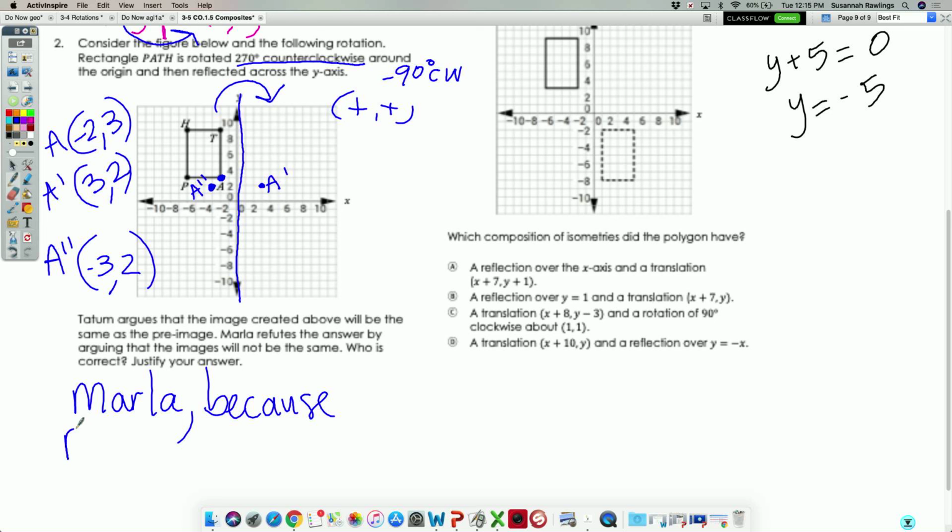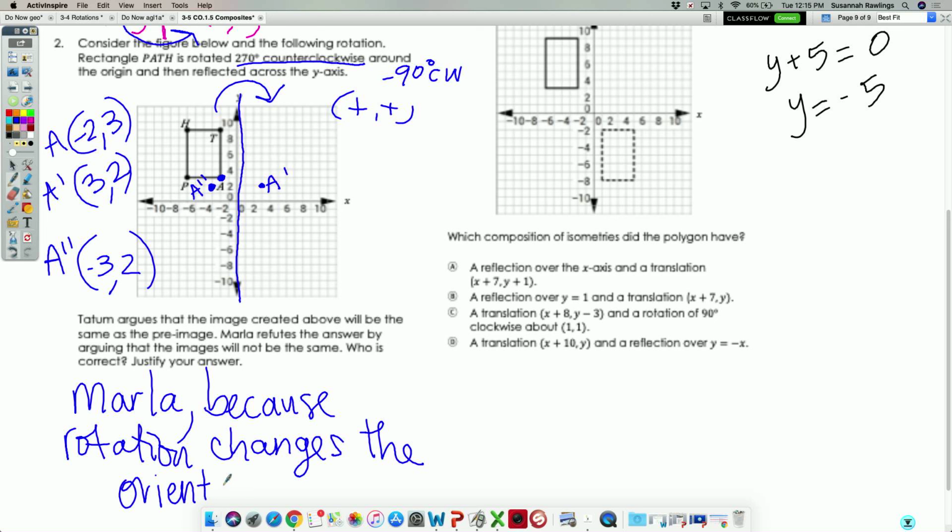we can say rotations change the orientation, which means it changes the way it's facing. Rotations flipped it on its side, so it's not going to match anymore. The only rotation that would have worked there would have been, anybody know? 180? That would have still been the same. Alright, last one.